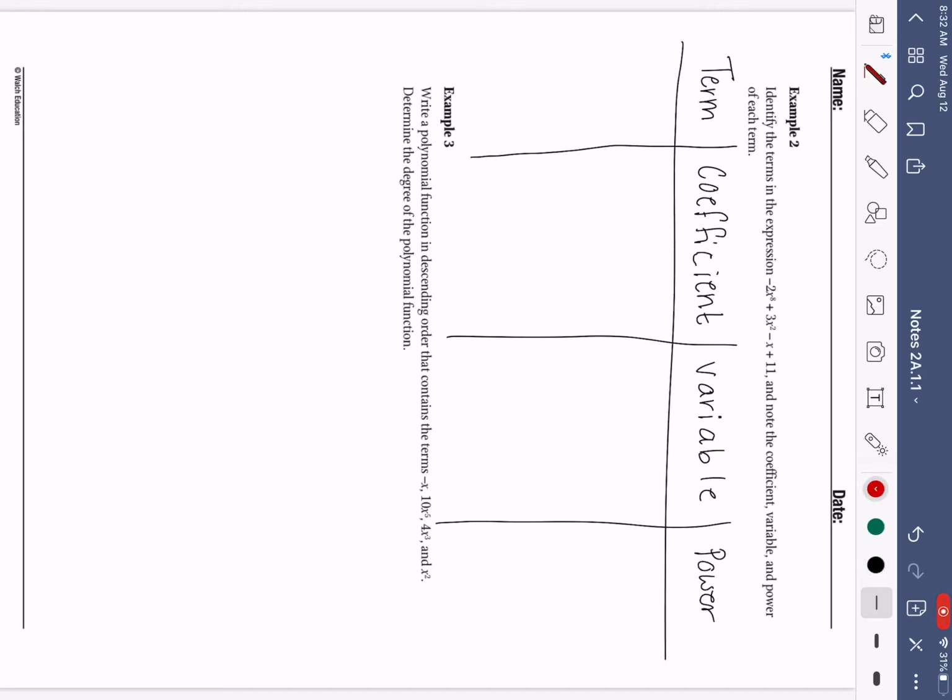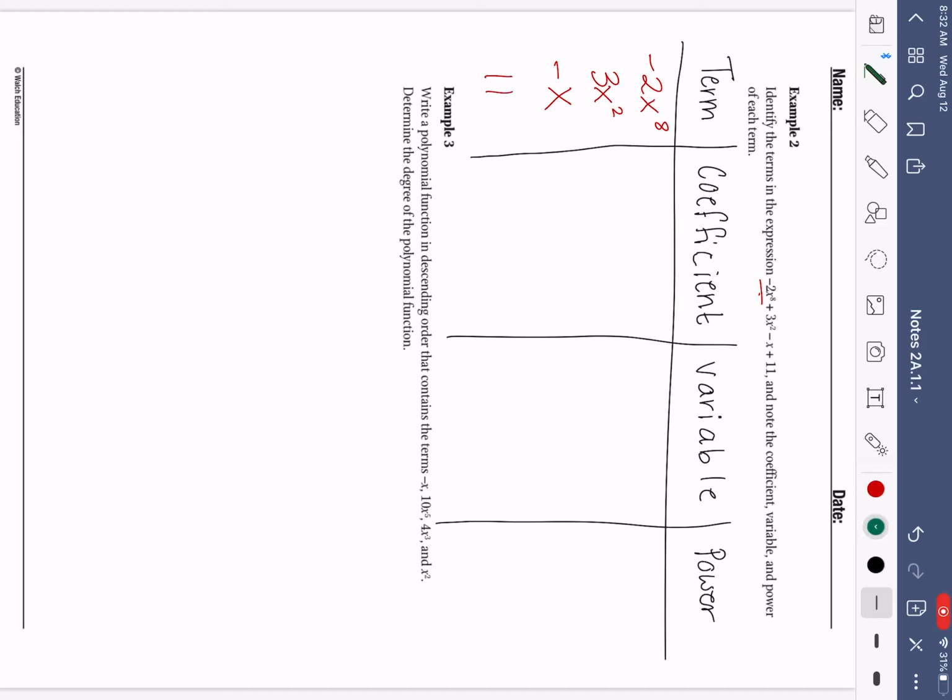All right, so I'm going to list my terms. Every time you get to a plus or minus sign, it's a new term. Minus signs go with it. So the first one's negative 2x to the 8th, so that's our first term. Then it says plus. We don't actually have to write the plus. It's just 3x squared. Minus x, the minus sign does have to go with it. Plus 11, we don't have to write the plus sign.